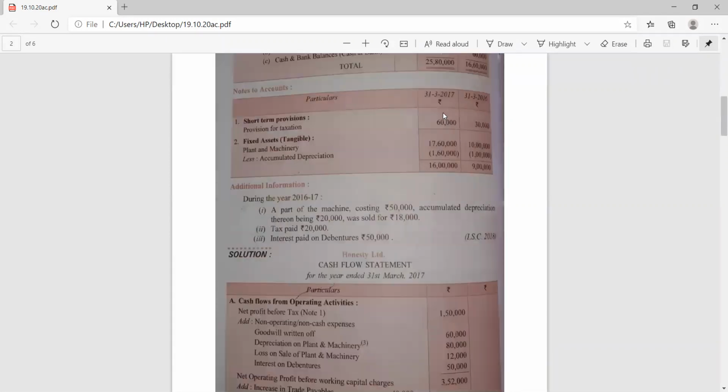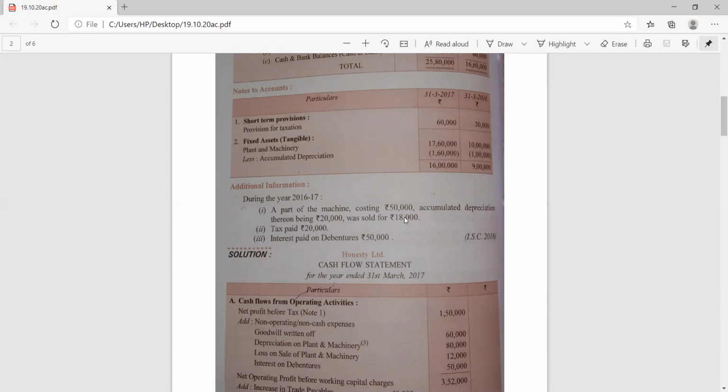See, during the year 2016-17, a part of the machine costing rupees 50,000, accumulated depreciation thereon being 20,000, was sold for 18,000. If you remember, in our previous lecture we considered this adjustment while discussing the investing activities. Let's recall it once again today. Tax paid is the second adjustment given to us. Interest paid on debenture, that is rupees 50,000, is also given to us.